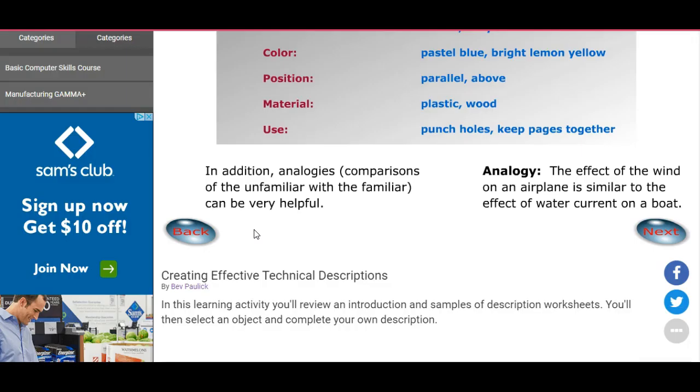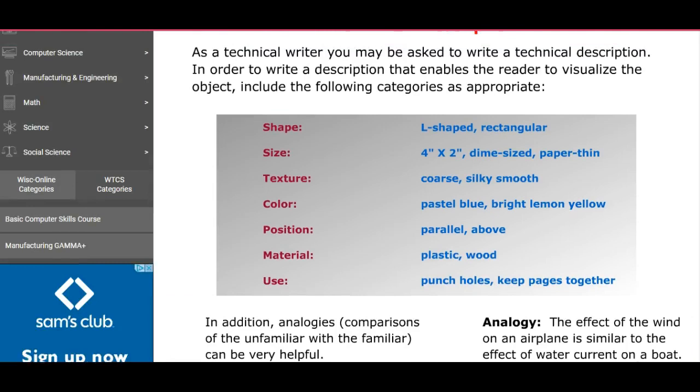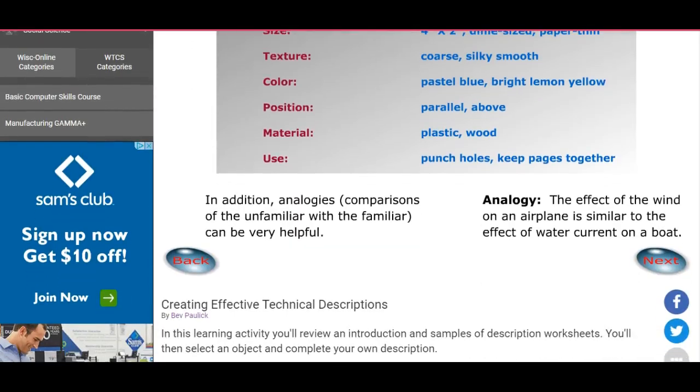When it comes to an analogy, you want to compare it to something so that people can understand what it looks like a little bit better. If we go back to our example, here is an example of an analogy. The effect of the wind on an airplane is similar to the effect of water current on a boat. So you want to use an analogy like, the scissors look like pliers, or the saw is L-shaped or something like that, so that people can understand and relate it to something.